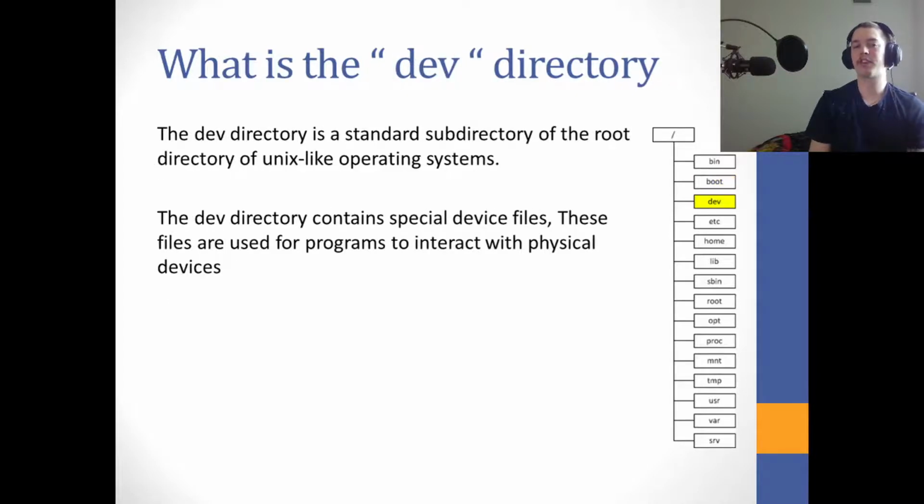The dev directory contains special device files. These files are used by programs to interact with physical devices.